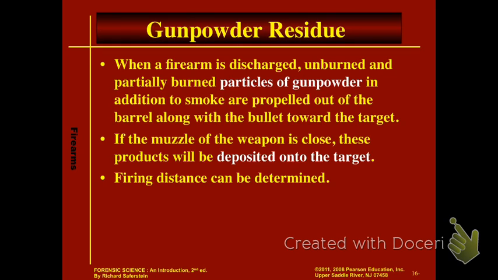When a firearm is discharged, unburned and partially burned gunpowder and smoke are propelled out of the barrel along with the bullet towards the target, so out the front of the barrel. If this weapon is fired at close range, gunpowder residue can be deposited onto the target and firing distance can be determined.